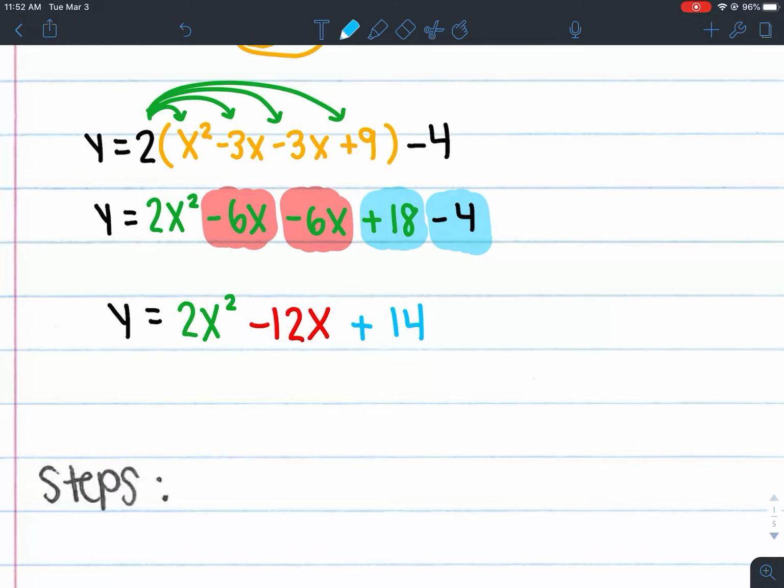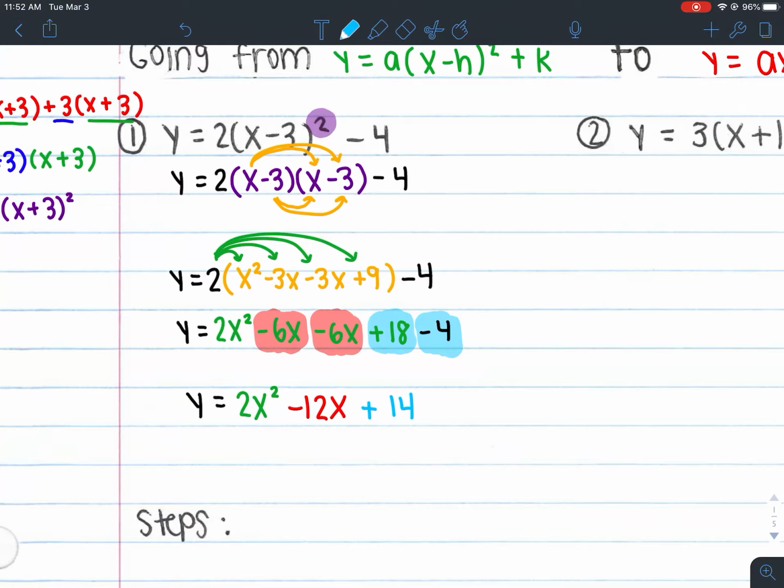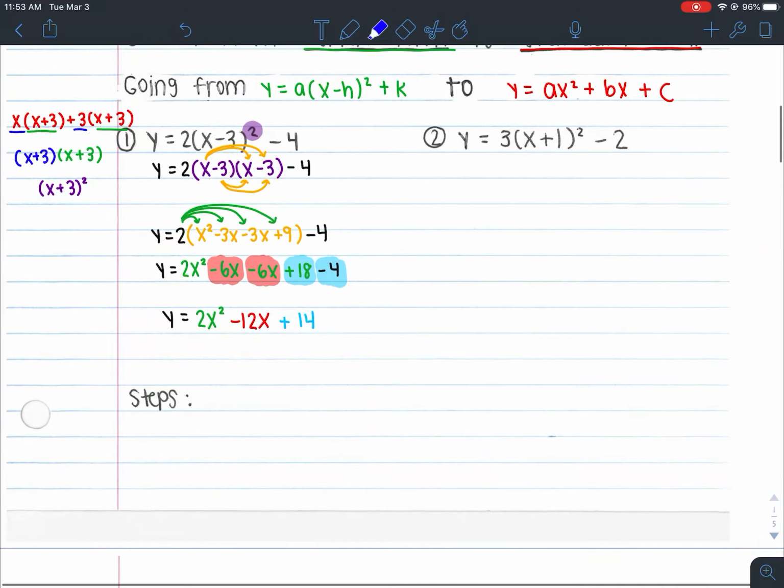Now, is this in standard form? Yes. Remember, standard form is ax squared plus bx plus c. I went from vertex form to standard form. Now, what do you notice about your a values? What was your a when we started this? What was our a here? Our a was 2, right? What's our a now? It's still 2. Your a is going to always stay the same.